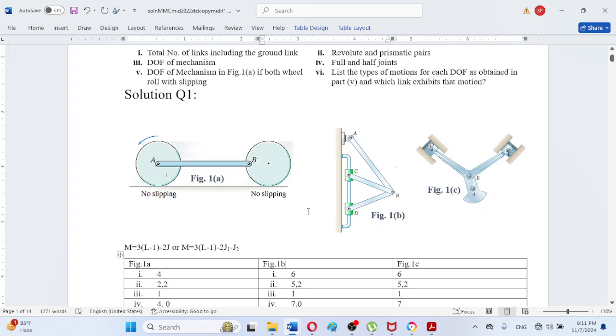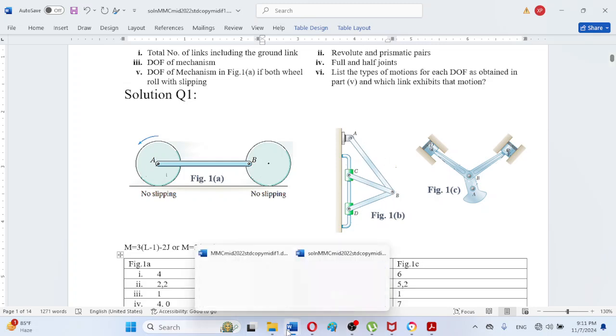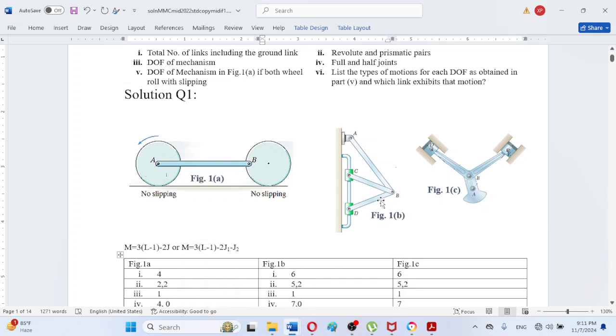Similarly, in figure 1B, we can observe that the revolute pairs total 5, which can be counted as follows. There is one revolute pair or joint between link AB and the ground at this pin. And here at point B, as we can observe, there are a total of 3 links connected, meaning link AB, link CB, and link DB.